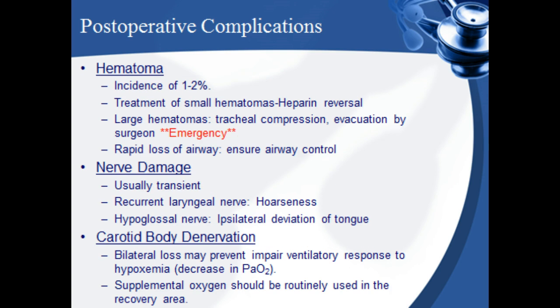Hematoma is seen in 1 to 2% of patients with CEA. Small hematomas can be caused by venous oozing, and can be treated by reversing residual heparin with protamine or applying gentle pressure for a few minutes. Expanding hematomas must be immediately evacuated because tracheal compression and loss of airway may occur rapidly. Hematomas are more common and delayed if a patch angioplasty has been performed. Some clinicians may routinely reverse heparin with protamine in patients who have patch angioplasty.